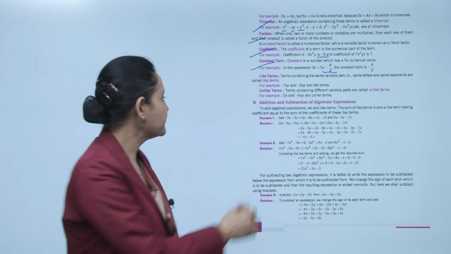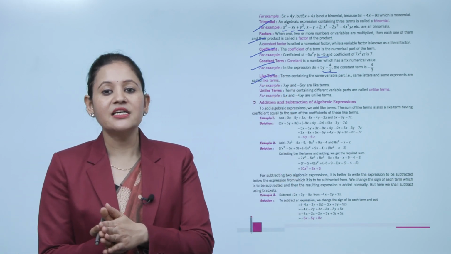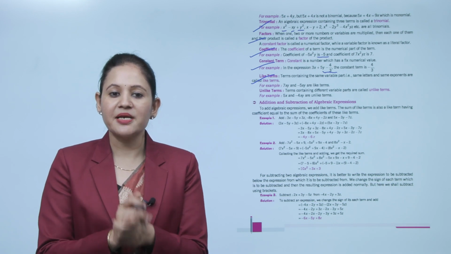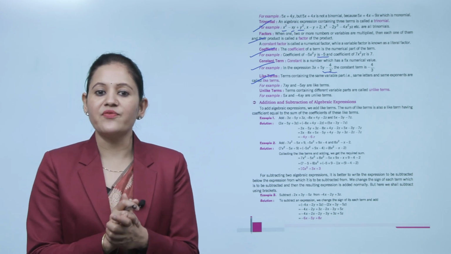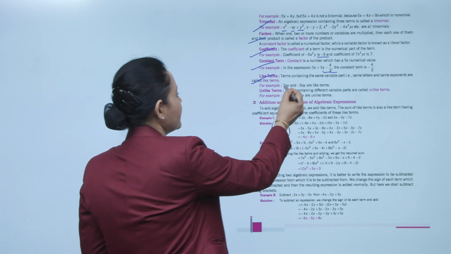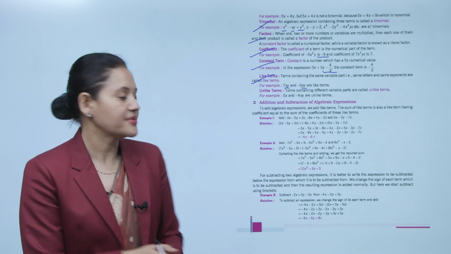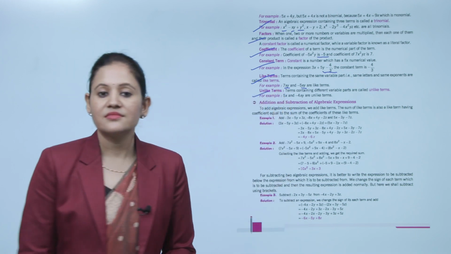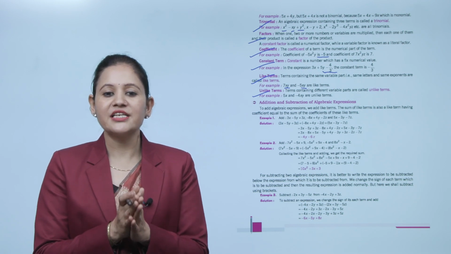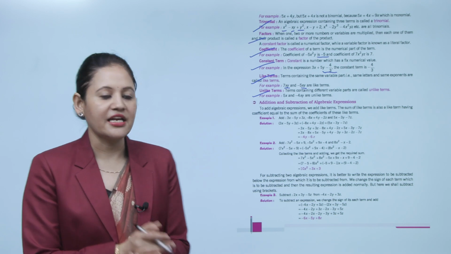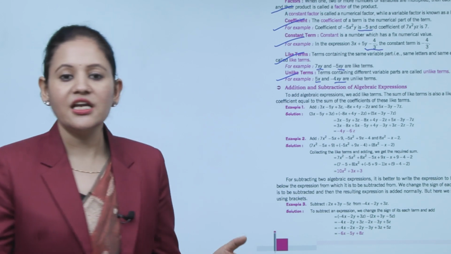Next is like terms. Terms containing the same variable part, same letters and same exponent are called like terms. For example, 7xy and minus 5xy are like terms because both contain x and y. So they are like terms. Next is unlike terms. Terms containing different variable parts are called unlike terms. For example, 5x and minus 4xy are unlike terms because one has only x and the other contains x and y. So they are unlike terms.